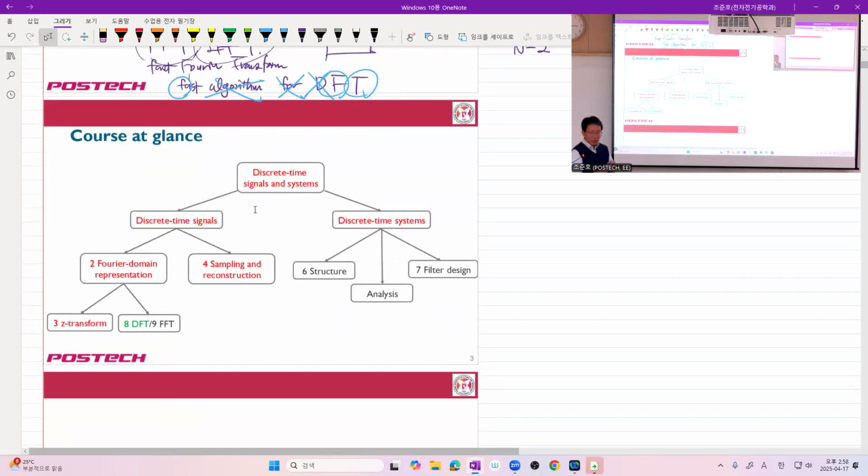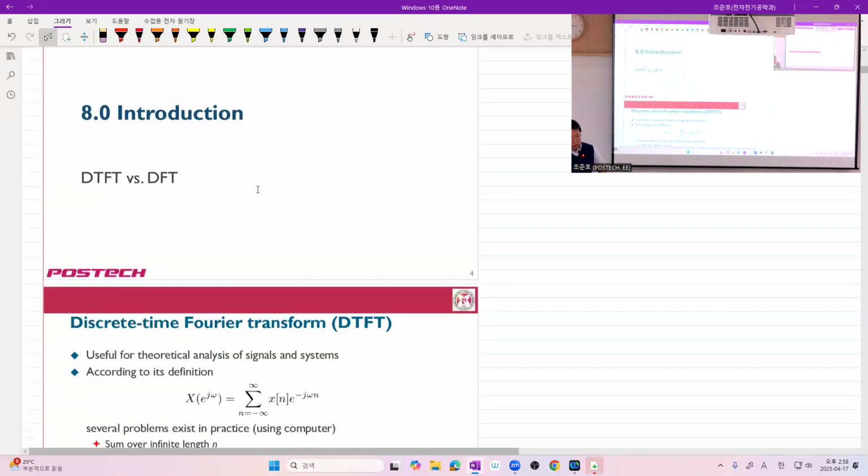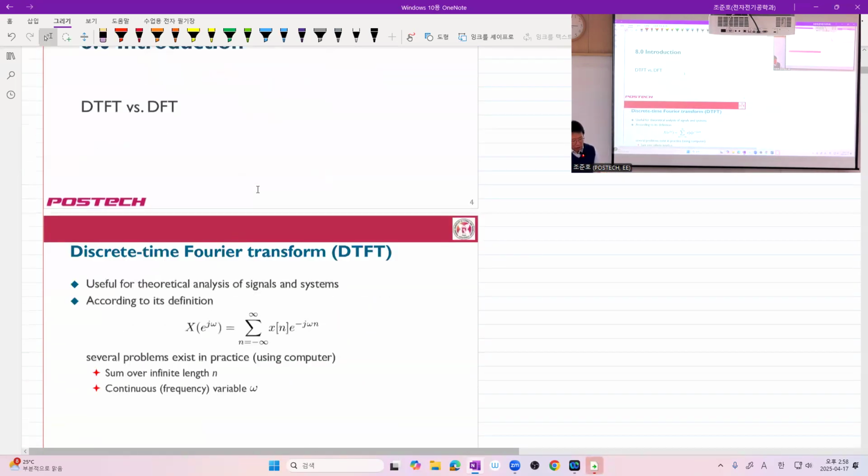And okay, here is the big picture of this course. There are many chapters, and we are skipping this part or deferring this one and focusing more on here. You see, 2, 3, 4, and now 8. Got it? DFT, and then probably FFT. So, yeah, I already mentioned.